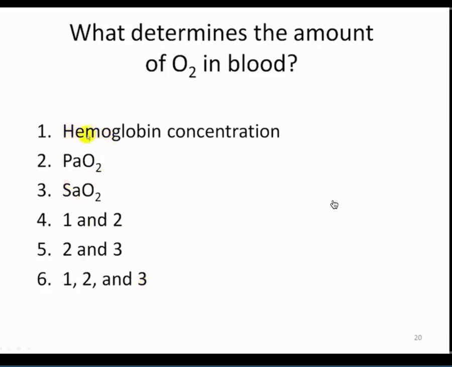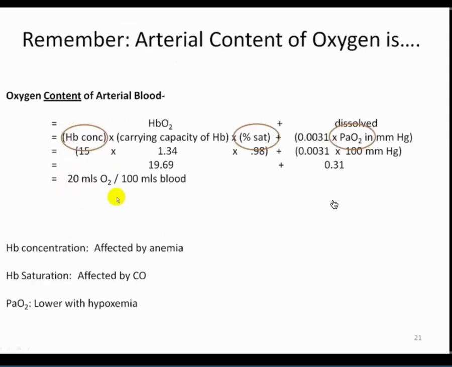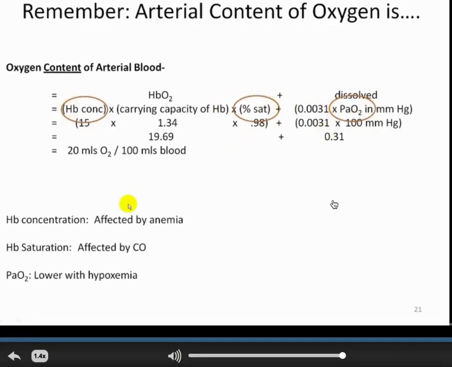It turns out really it is 1, 2, and 3. The hemoglobin concentration, the PaO2, and the saturation are ultimately going to dictate what our content is. Just remember, we go back to our content equation. It's hemoglobin plus dissolved. And so we look here. Here's our hemoglobin concentration. Here's our saturation, which is important. And here's the PaO2 that's important.